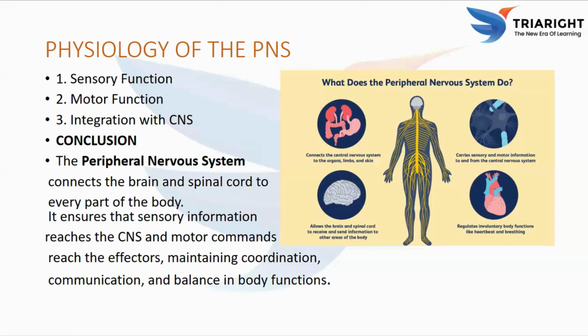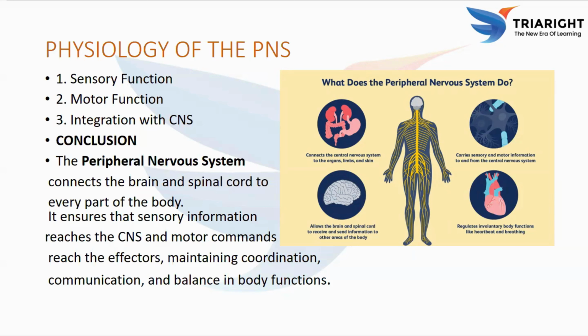In the motor function, the motor nerves carry the commands from the central nervous system to the muscles and glands. For example, the brain tells your hand muscles to pull back from a hot object. So the brain tells your hand muscles to pull back when you touch a hot object.